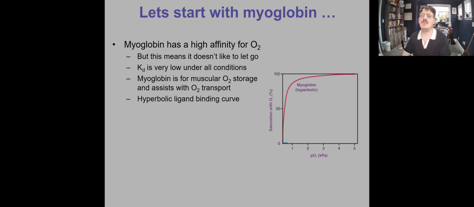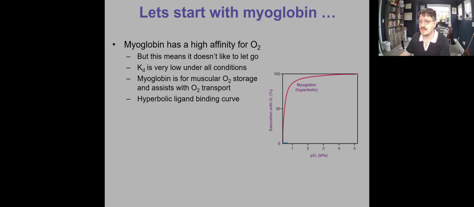So let's get back into it with myoglobin. Myoglobin has a very high affinity for oxygen. Makes sense, it has to. It needs to grab onto that oxygen from the blood, and it also needs to hold on to it and make sure it gets delivered to where it goes. So it has a very high affinity. The problem with a high affinity is that it doesn't want to let go. It's going to hold on to it, and it's going to stay held on.